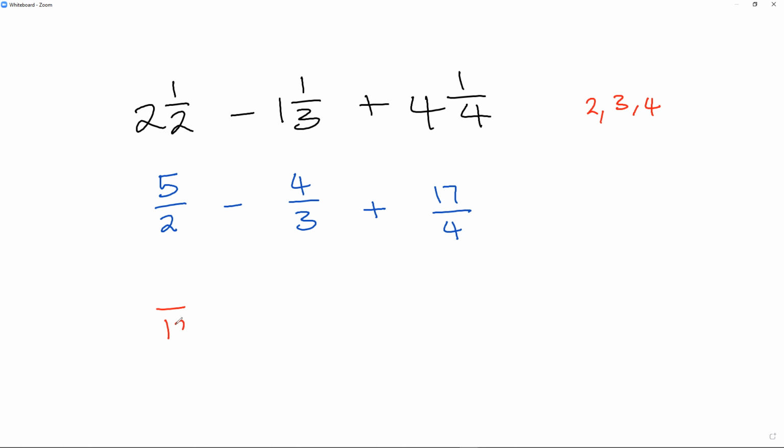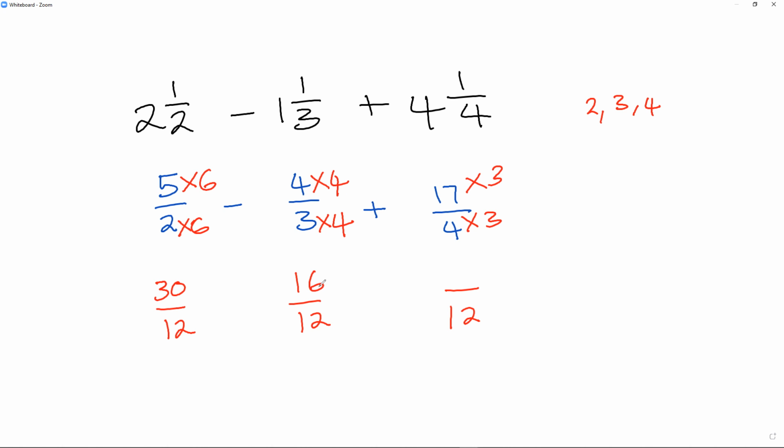I'm going to change each of these fractions into twelfths. I'm going to multiply this to get to 12 by 6, so I multiply the top by 6. I'm going to multiply this by 4 to get to 12, so I multiply the top by 4. I'm going to multiply this by 3 to get to 12, so I multiply the top by 3. This is going to come to 30. This is going to come to 16. And this is going to come to 51.